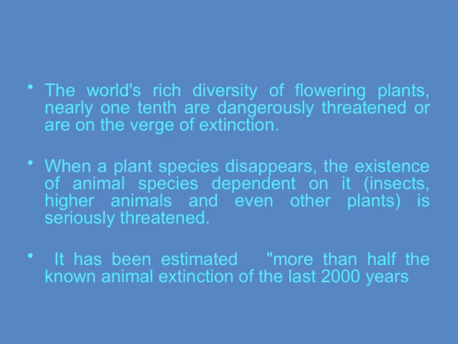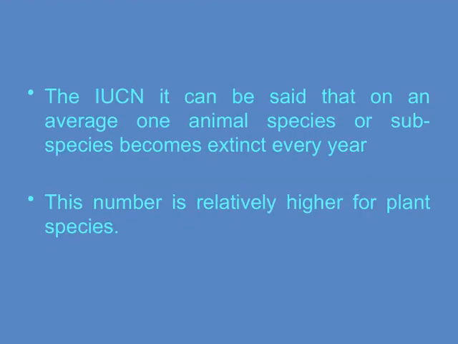Protecting plant diversity isn't just about saving individual species, it's about safeguarding the entire web of life that depends on them. This is a vital part of our overall effort to preserve biodiversity and maintain ecological balance. According to the IUCN, on average, about one animal species or subspecies becomes extinct every year. This is a significant figure that highlights the rapid rate at which species are disappearing.